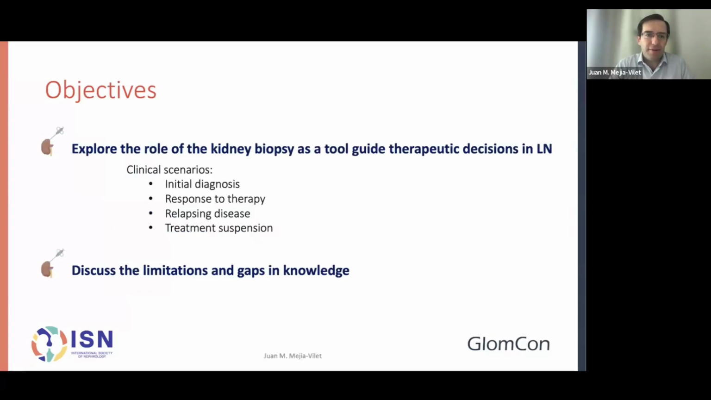And the objectives of today's talk is to explore the role of the kidney biopsy as a tool to guide therapeutic decisions in lupus nephritis. And for this, we will go through a real-life case, and we will revise the use of a kidney biopsy for initial diagnosis, as a tool to evaluate response to therapy, for evaluating relapsing disease and treatment suspension. And in these case scenarios, we will discuss the limitations and the gaps in knowledge.